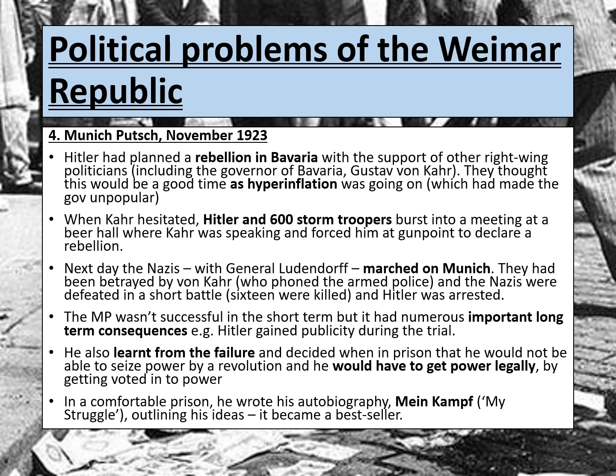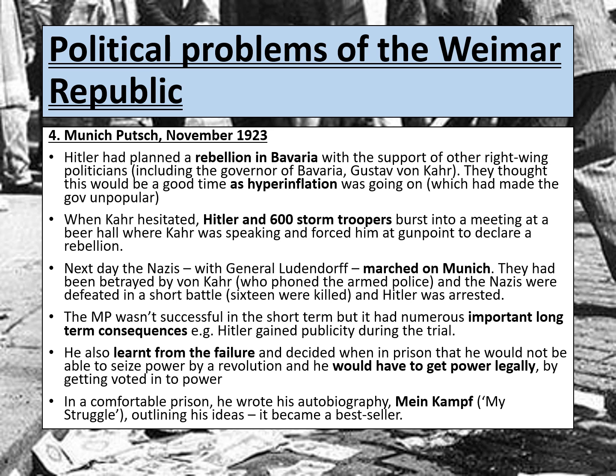So Hitler had basically planned a rebellion in Bavaria with the support of some other right-wing politicians. You might remember Gustav von Kahr, who was basically the governor of Bavaria, and he had originally planned to work with Hitler in this rebellion. They thought this would be a really good time to rebel because hyperinflation was still going on, and so the Weimar Republic at this time was really unpopular, and so Hitler and Kahr basically hoped that the people would be more inclined to join a rebellion at this time.